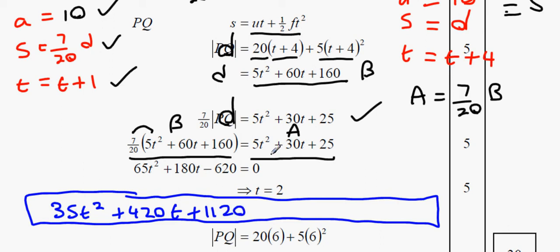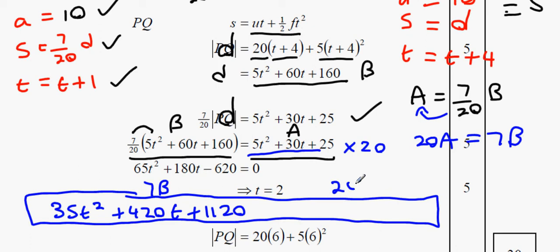Then on the other side, we have to multiply by 20, because we're multiplying 7 in on top. The 20 is going to multiply the A. If you cross multiply, 20A equals 7 times equation B. So this is 7 times equation B, and on this side we have 20A. And then 20A is going to be 100t squared plus 600t, and 25 times 20 gets you 500, plus 500.